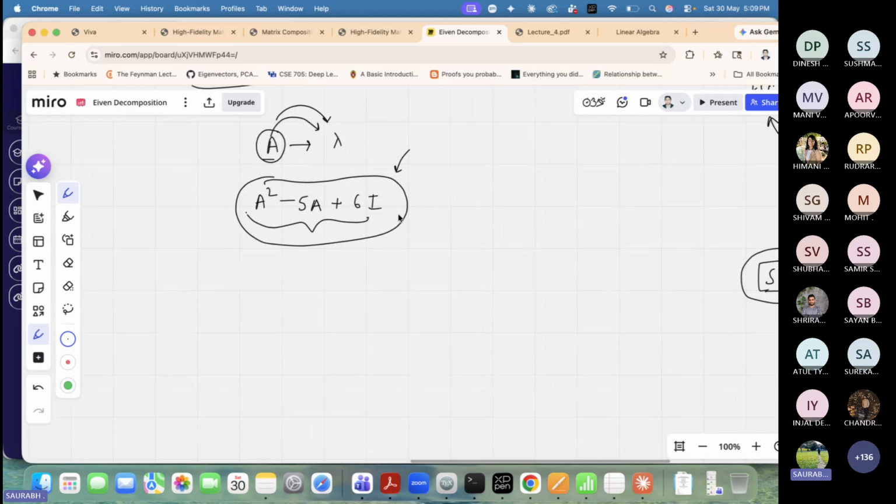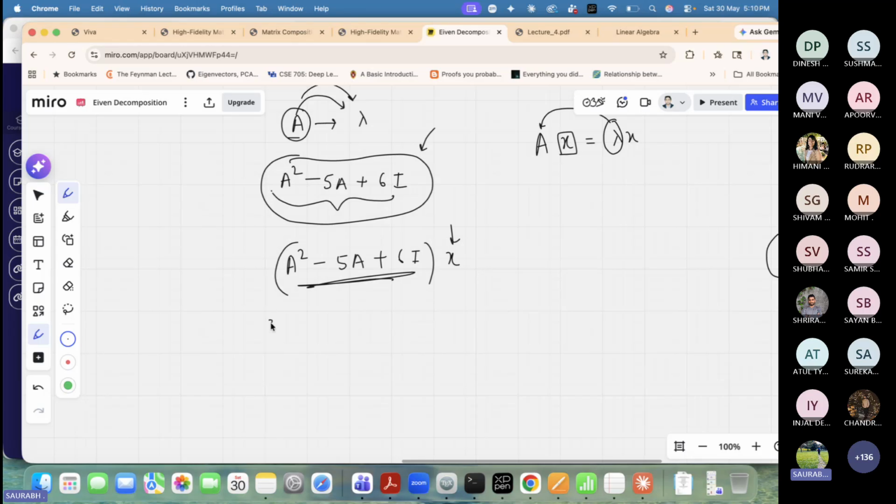What you can do is multiply A square minus 5A plus 6I with the same vector x. Basically, A getting multiplied to x just scales that vector. We know that the eigenvalue for matrix A is lambda. Now we are asking what this matrix does to x. So let's do that solution. We would have A square x minus 5Ax plus 6Ix, right?